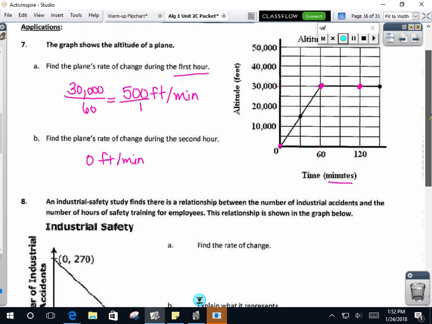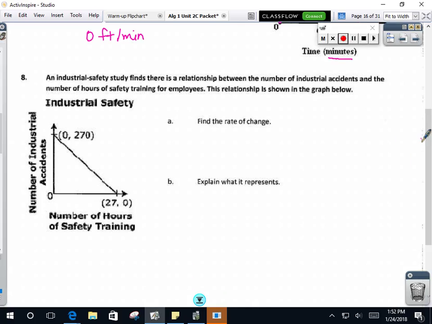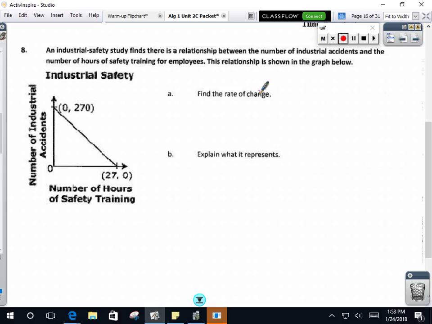All right, number 8. An industrial safety study finds that there's a relationship between the number of industrial accidents and the number of hours of safety training for employees. This relationship is shown in the graph below. First, they want you to find the rate of change, and whenever they ask you to find the rate of change, they're just asking you to do what? Slope. And to do slope, don't you have to have 2 points or either rise over run? Well, we have 2 points, 0 to 70, and 27, 0.